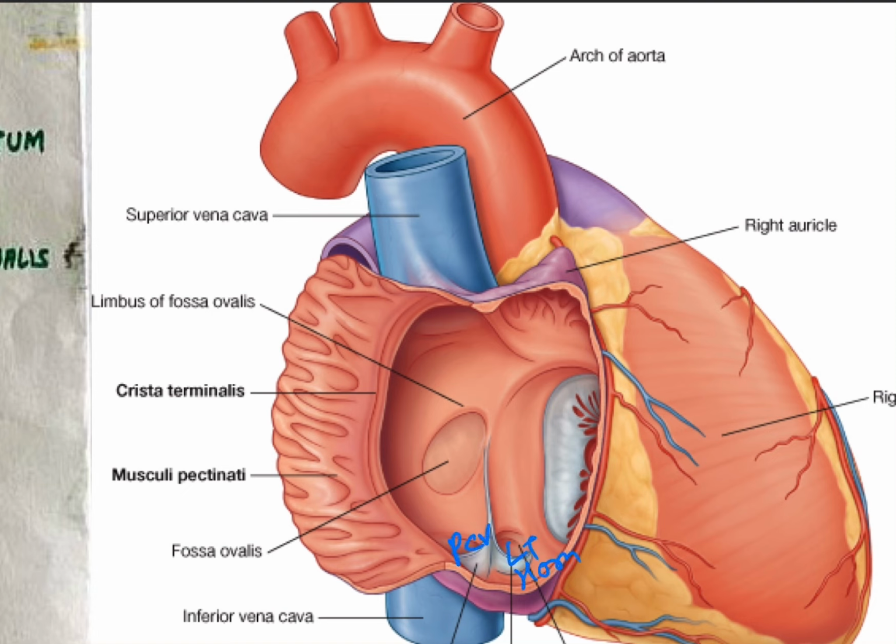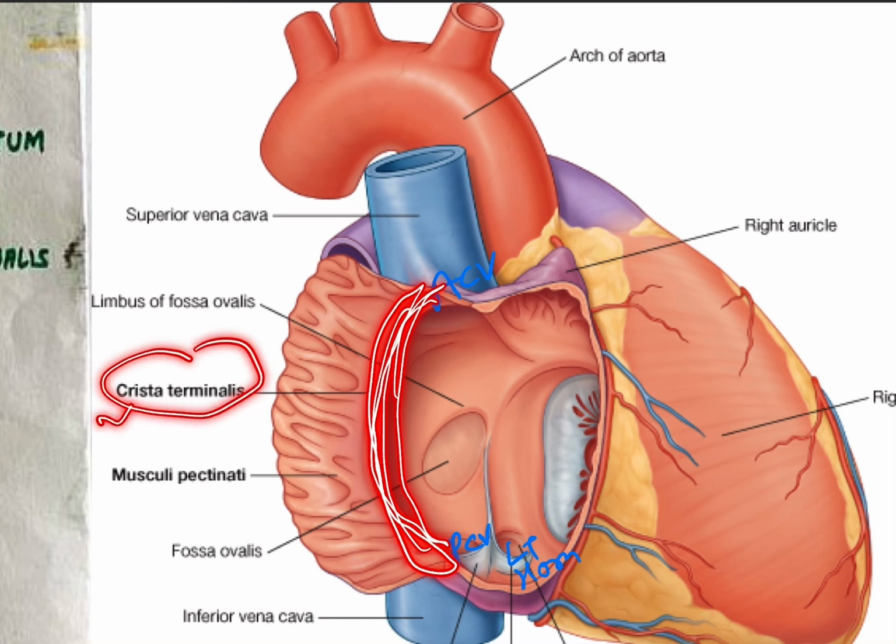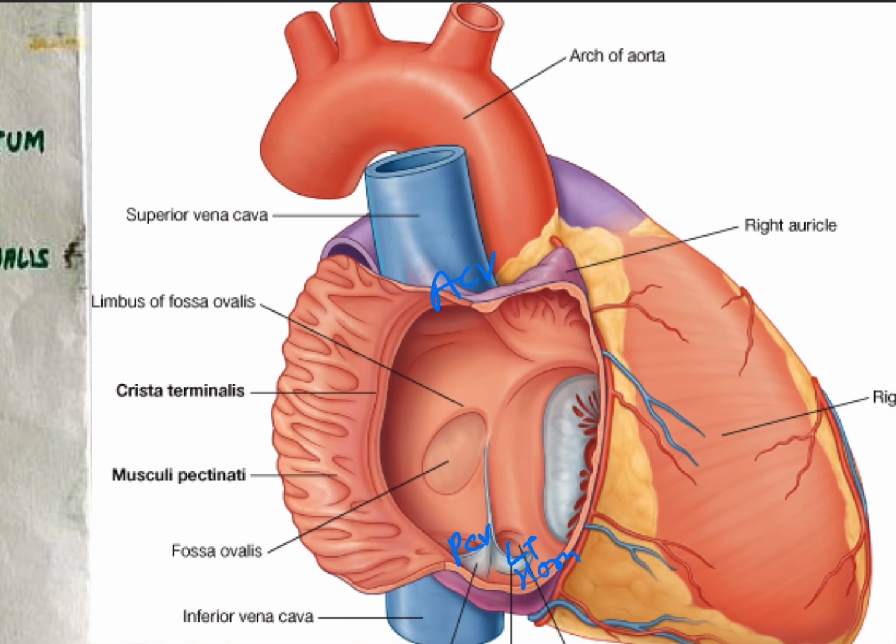This is the posterior cardinal vein, this is the anterior cardinal vein, and what is this? This is demarcating. Internally it is known as crista terminalis. Crista terminalis is a boundary line between the rough and smooth parts of the right atrium from inside, while from outside it is known as sulcus terminalis.